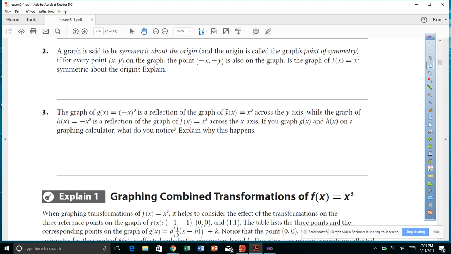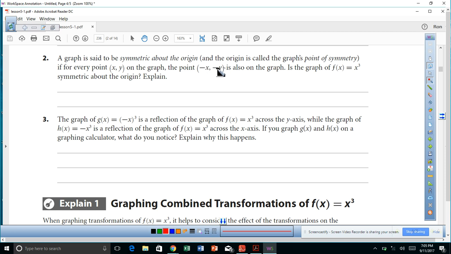Number 2, a graph is said to be symmetric about the origin, and the origin is called the graph's point of symmetry, if for every point (x, y) on the graph, the point (-x, -y) is also on the graph. Well, let's take a look at that.